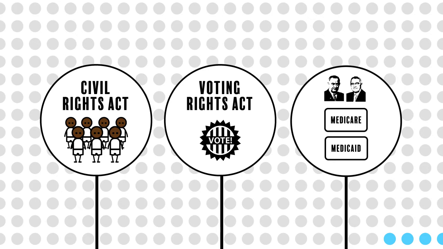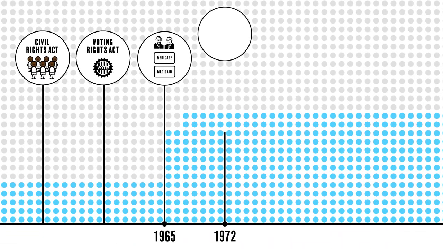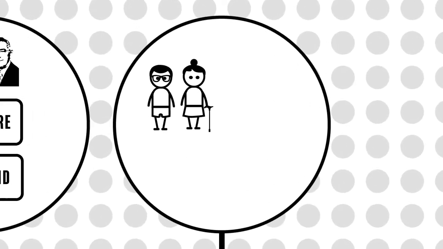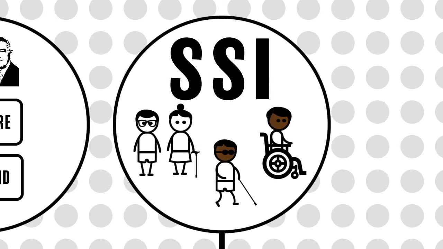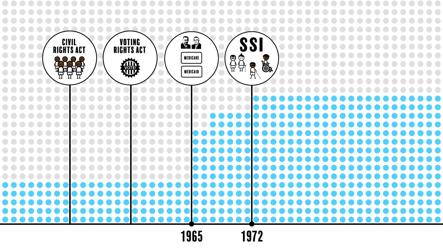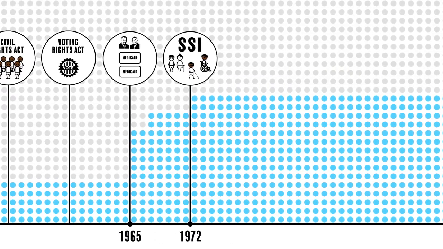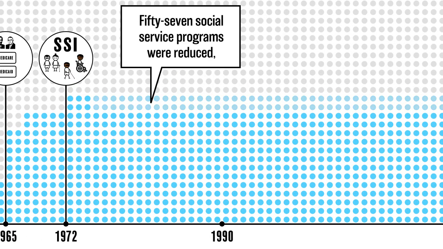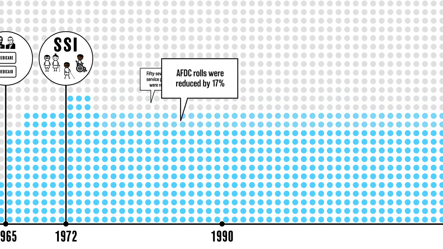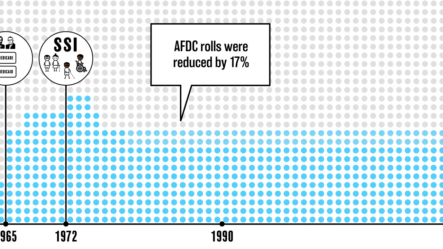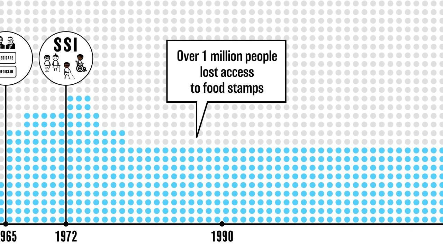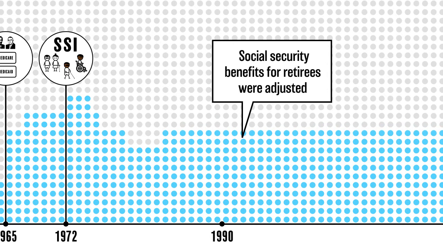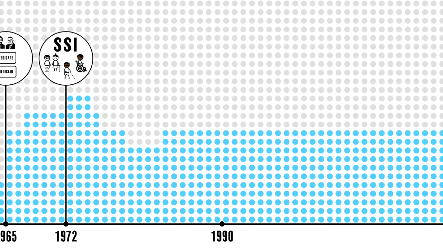In 1972, Congress replaced the categorical federal-state programs for the vulnerable populations, including the needy elderly, blind, and disabled, with the Federal Supplemental Security Income, SSI, program. However, the following decade saw some reversals. For example, by the end of the 1980s, 57 social service programs were reduced. AFDC rolls were reduced by 17%, and over 1 million people lost access to food stamps. But at the same time, Social Security benefits for retirees were adjusted to inflation, which helped to increase monthly payments.